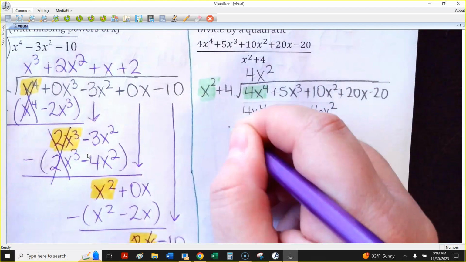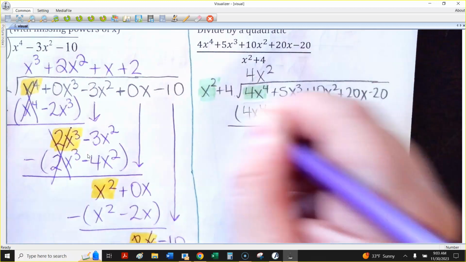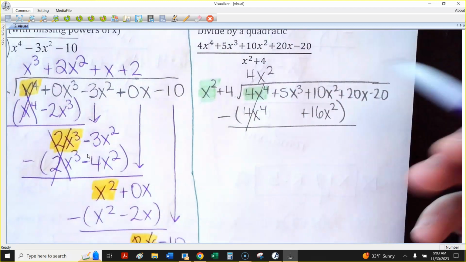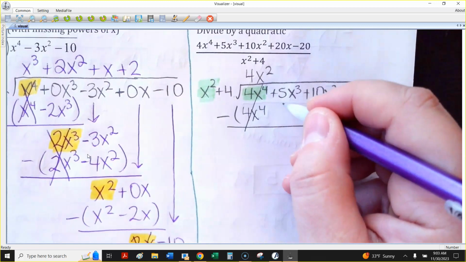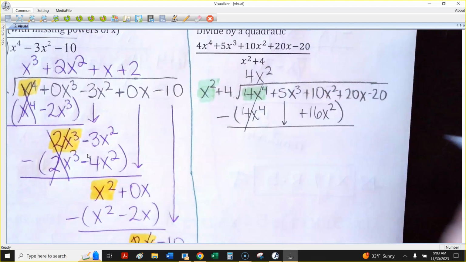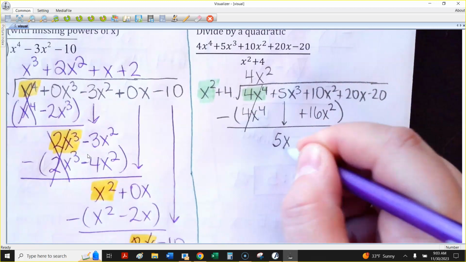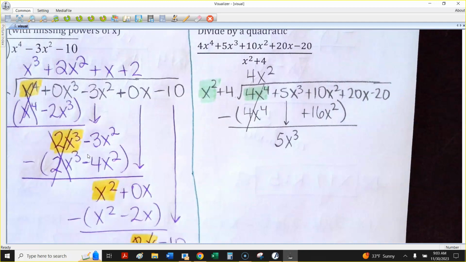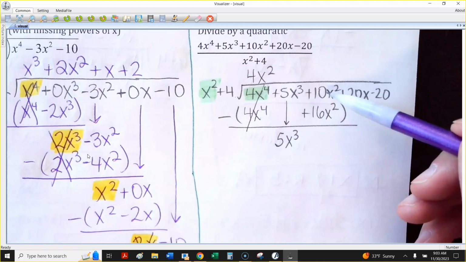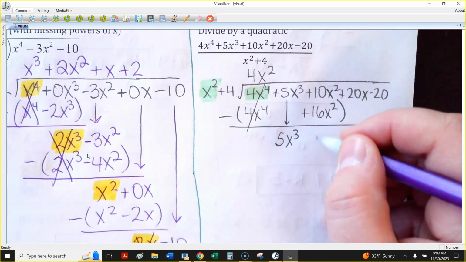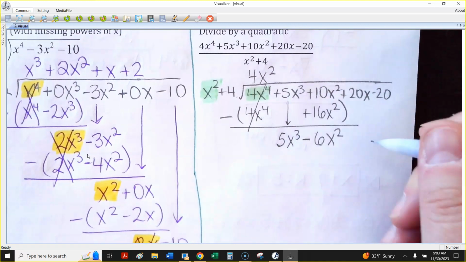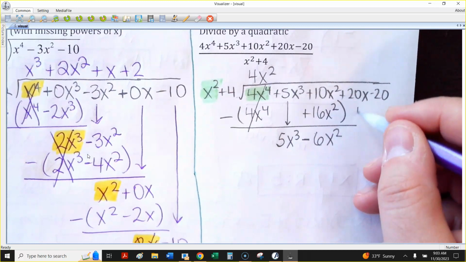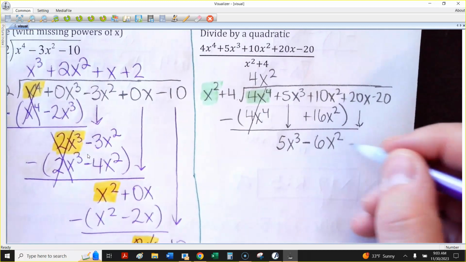Now, when I do the subtraction here, I don't have an x cubed term to subtract, so you don't want to forget about this. I'm just going to bring this down. I'm going to write this 5x cubed just underneath there. There was nothing we subtracted that from because we didn't get an x cubed term. We did get a squared term, so this would be 10 minus 16. So this is going to be minus 6x squared. And I'm going to bring down that next term, which was the 20x.